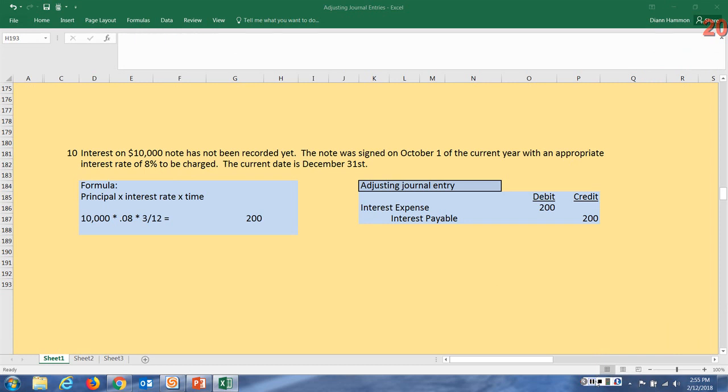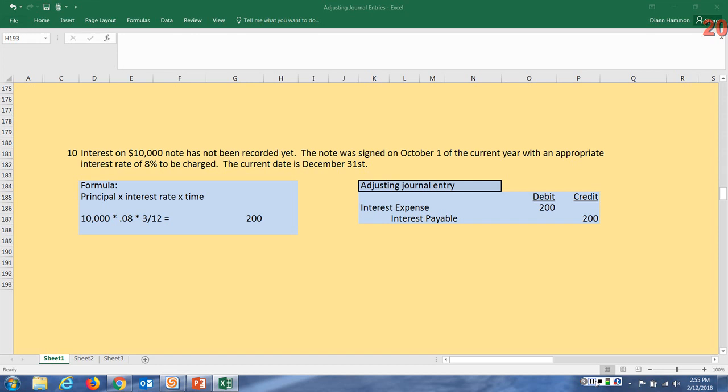I stopped to add a notation that the current day is December 31st so that you'll know how much time has passed. So your formula to calculate interest is on the left, principal times the interest rate times time. So when you're given an interest rate, it's generally quoted as an annual rate. So if a company borrowed that money the full year, then that would be the amount you would calculate for that year with just the interest rate. But in this case, they signed the note on October the 1st, and now it is December 31st. So the whole months of October, November, and December come into play for this calculation.